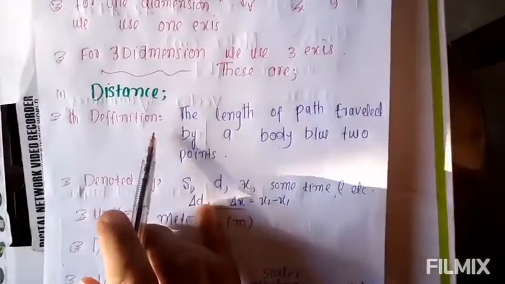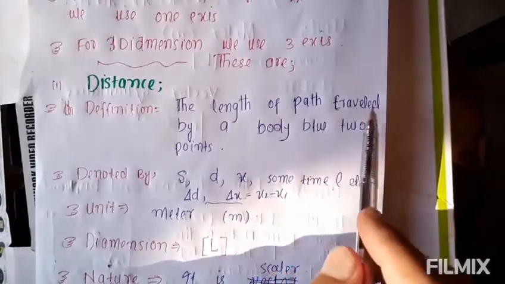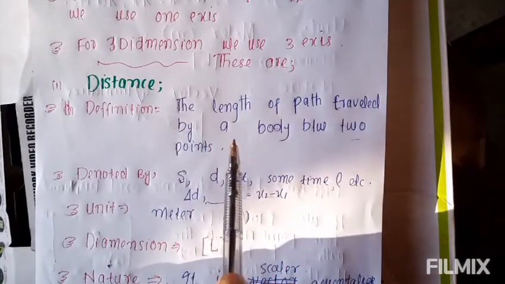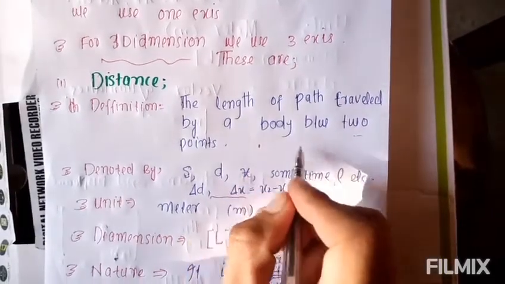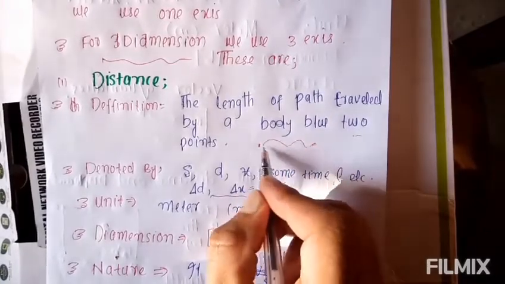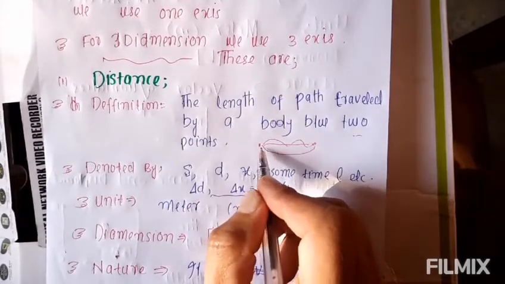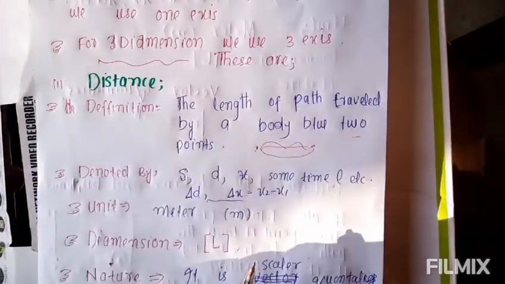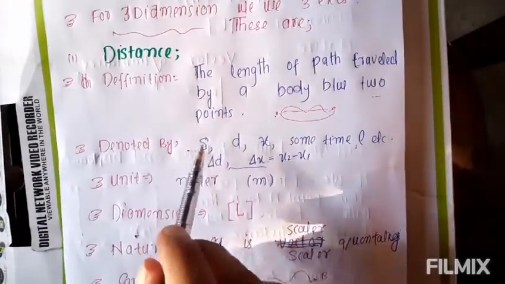distance. What is distance? The definition is the length of the path traveled by a body between 2 points. Actually, it is the length between 2 points. One point is that, and the second point is that. The length between them may be like this one, and also this one. You can go on this path, but the length between these 2 points is called a distance.